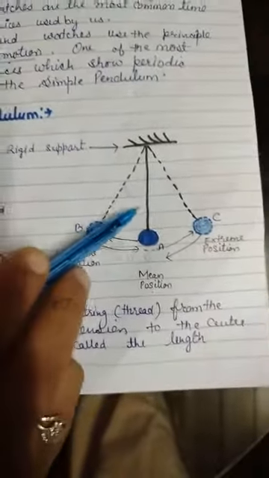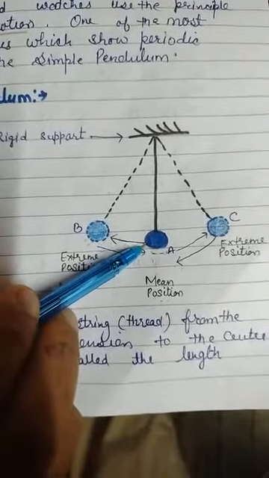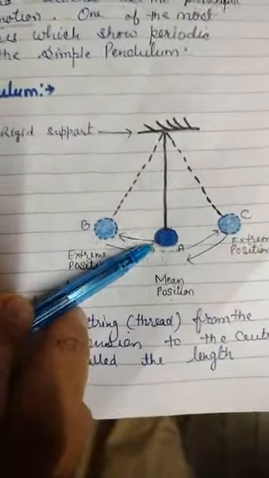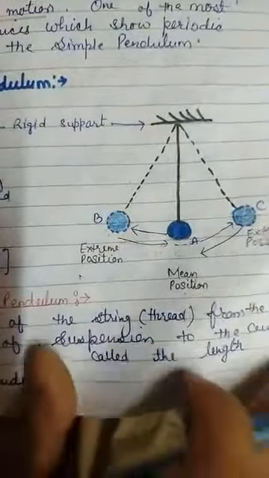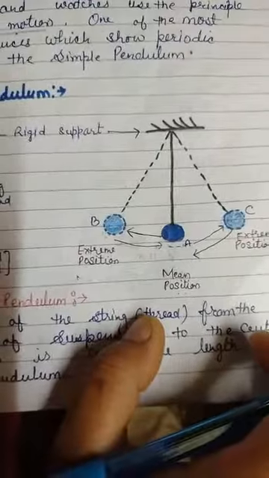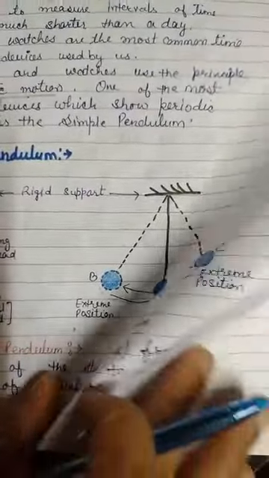This means if we increase the length of the string, then the time period will increase, and if we decrease the length of the string, then the time period will decrease. So today we are going to do some numericals based on the time period of a swinging pendulum.